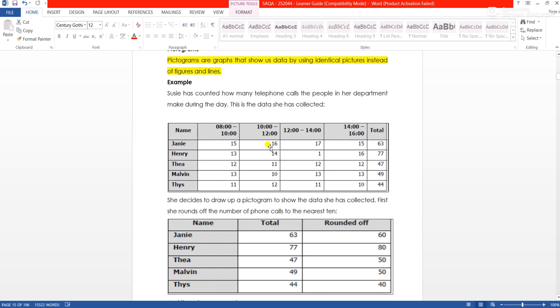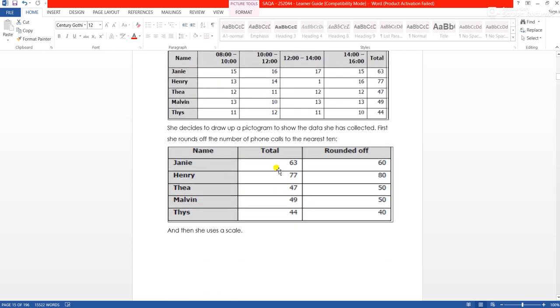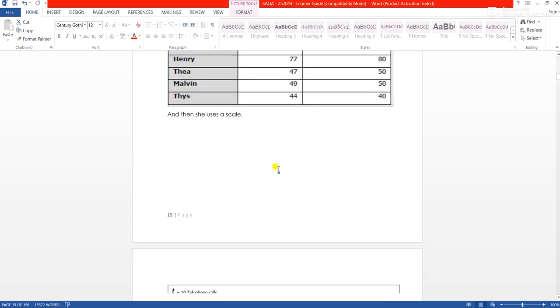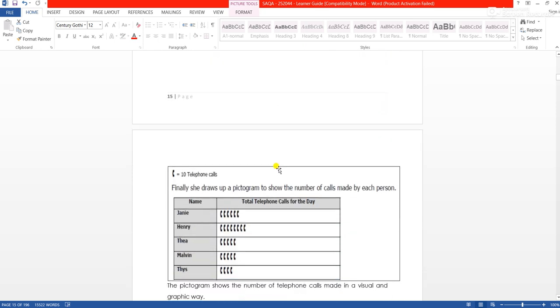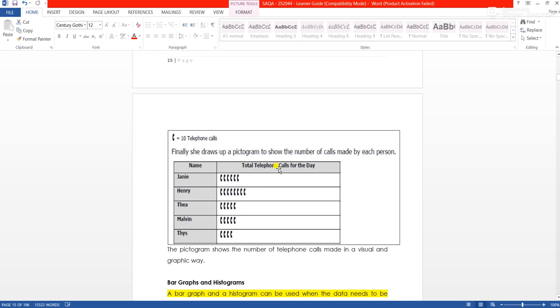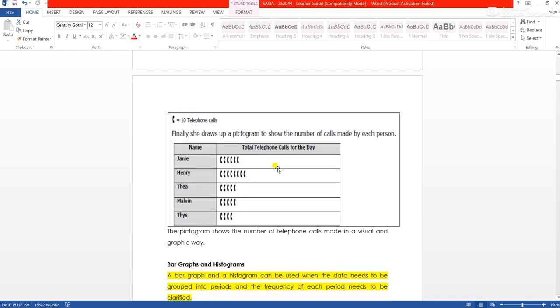So this is the data that is being collected, and Susie decided to draw up a pictogram to show the data she has collected. Instead of using lines and figures, Susie draws up a pictogram to show the number of calls made by each person. So Susie managed to use a diagram which symbolizes calls that are made by each user. This is just an example of a pictogram.